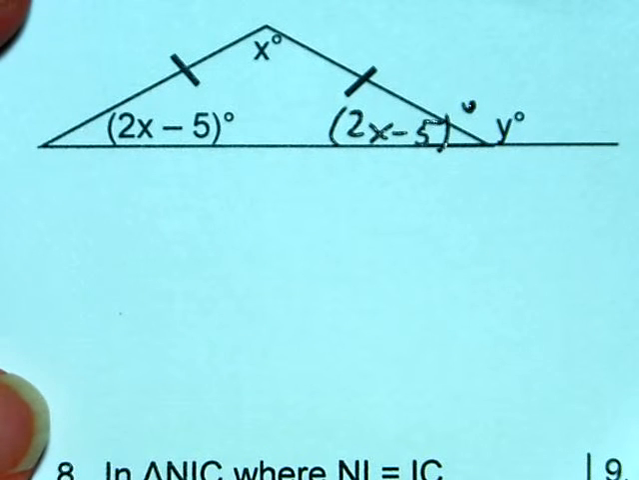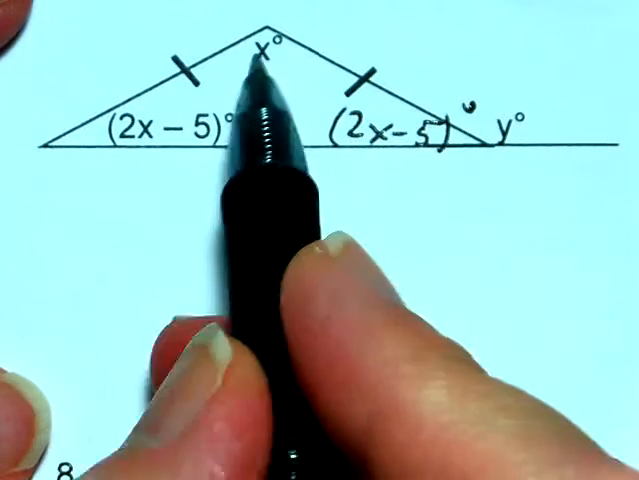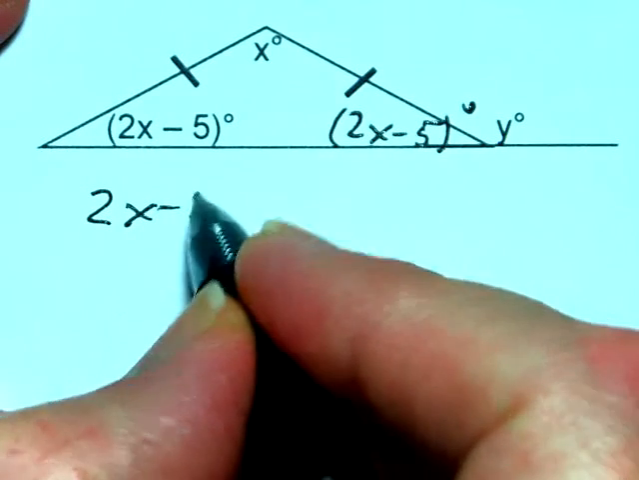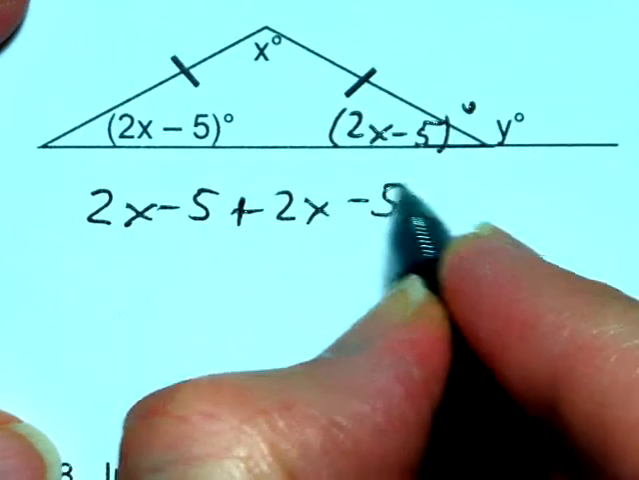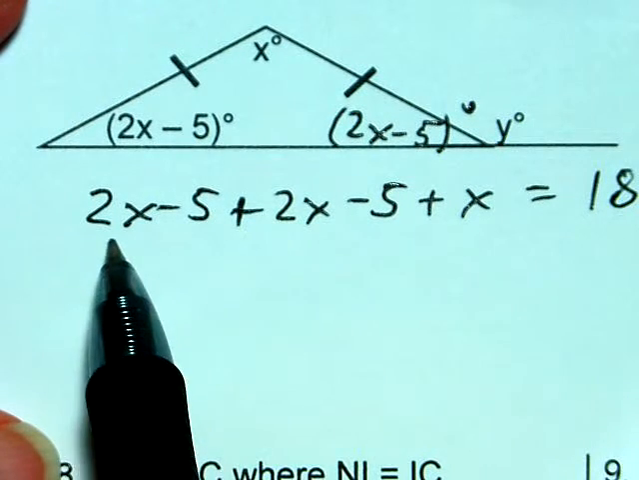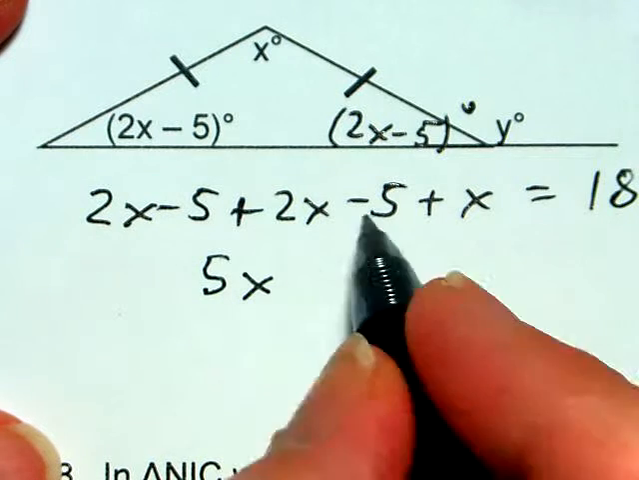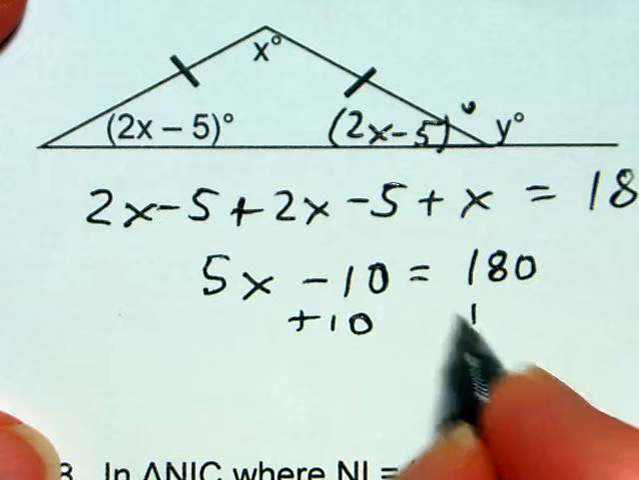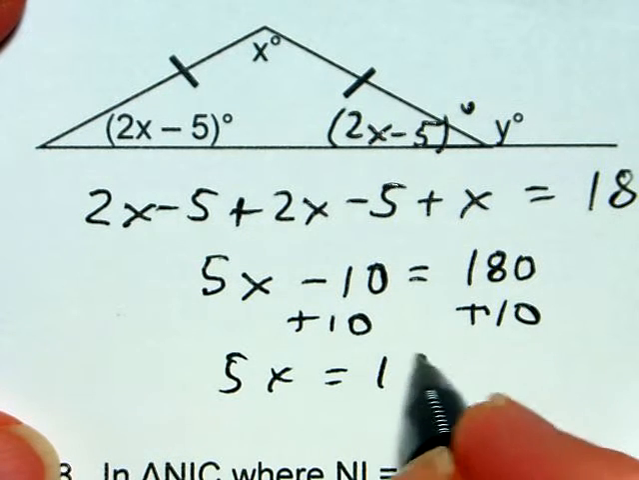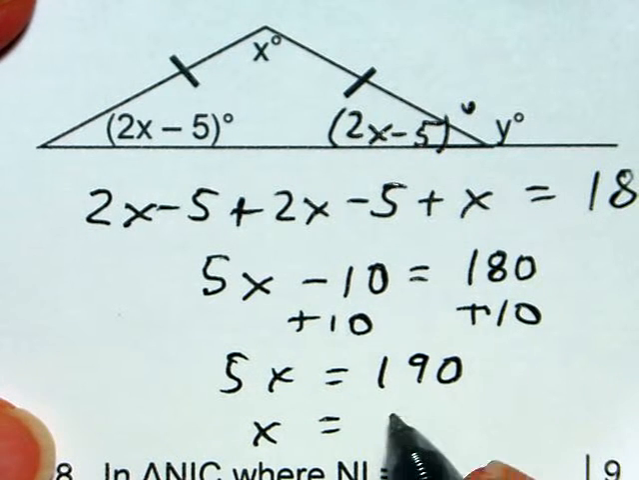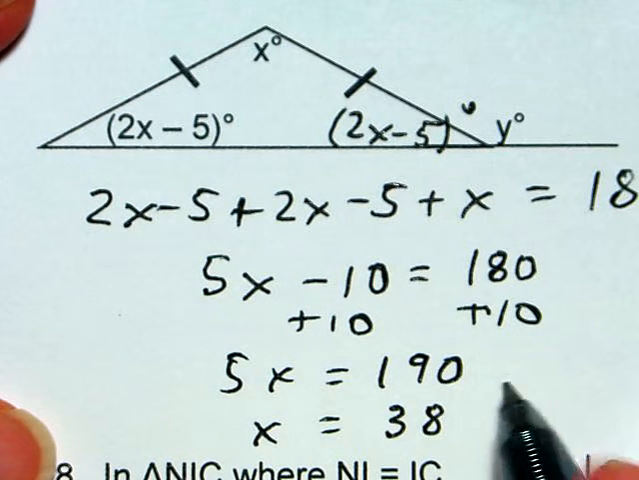So we can solve for x by adding these three interior angles up and setting them equal to 180 degrees. That gives us 2x minus 5 plus 2x minus 5 plus x equals 180. Let's combine like terms. We've got 5x minus 10 is equal to 180. Adding 10 to both sides gives us 5x is equal to 190, or x is equal to 38. Okay, so x is equal to 38 in this case.